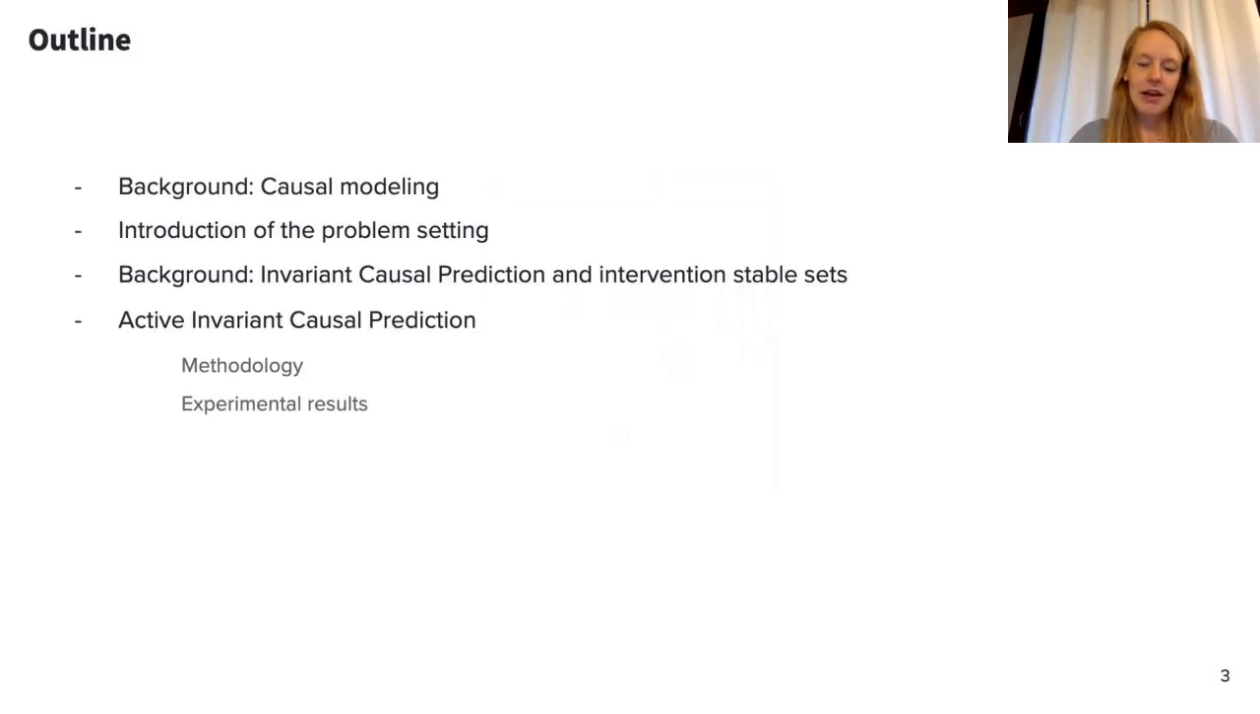In terms of the outline of this talk, I'll spend quite a lot of time on background material because I assume that not everyone in the audience has had exposure to these ideas. First, I'll provide some background on causal modeling and the general frameworks that are used there. Then I'll introduce this problem setting of active causal learning in a bit more detail. And then I'll go into the building blocks that we use for our method of active invariant causal prediction. These building blocks are the invariant causal prediction method and so-called intervention stable sets.